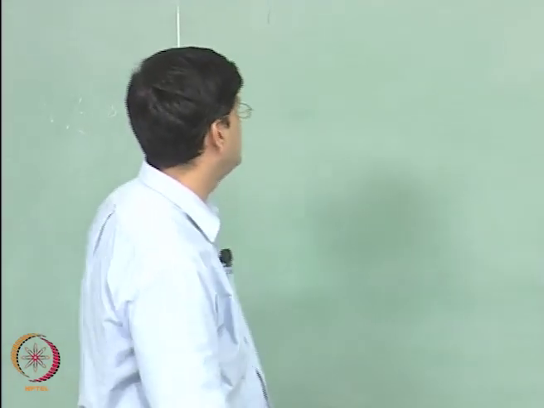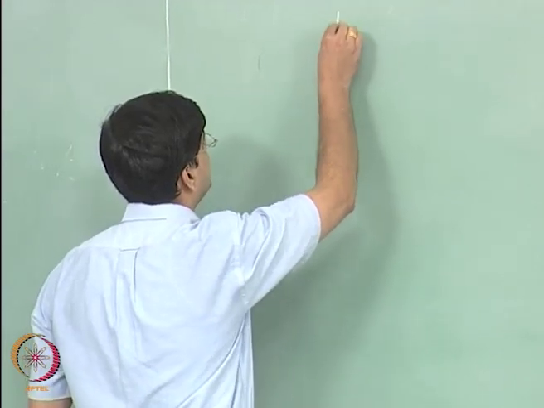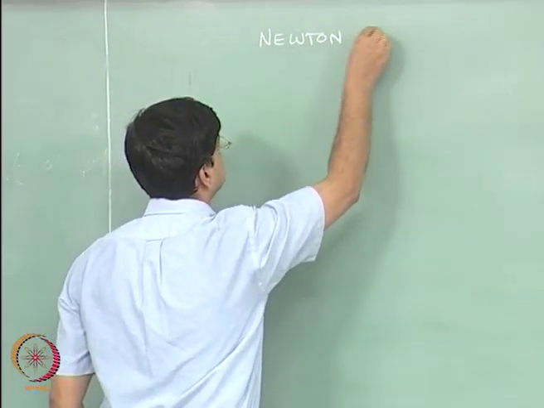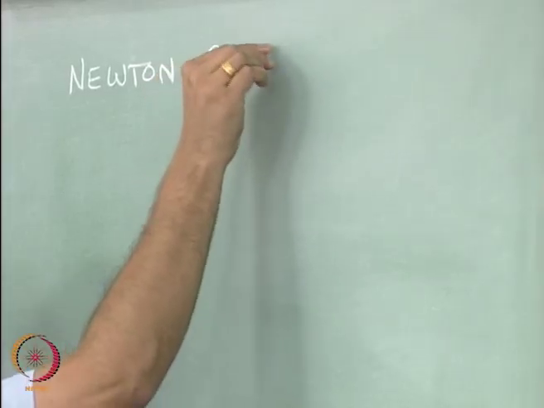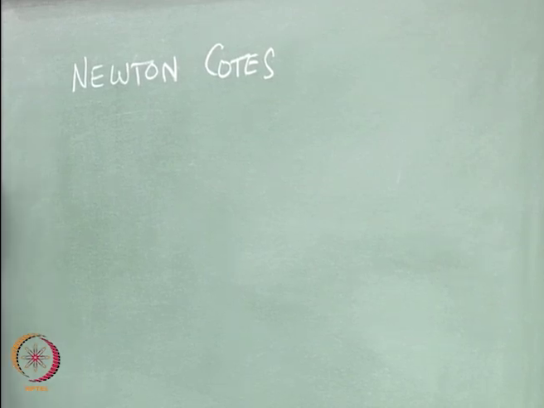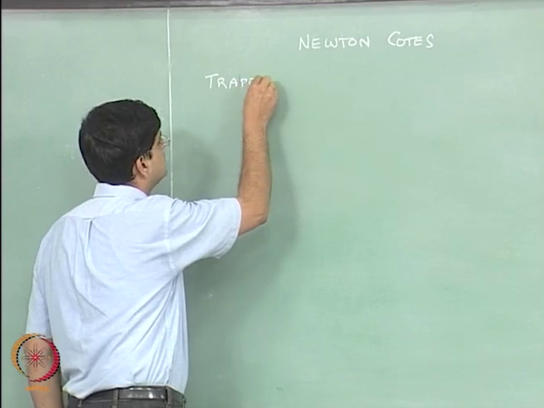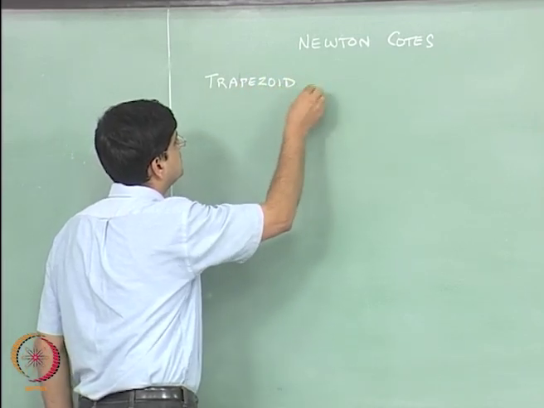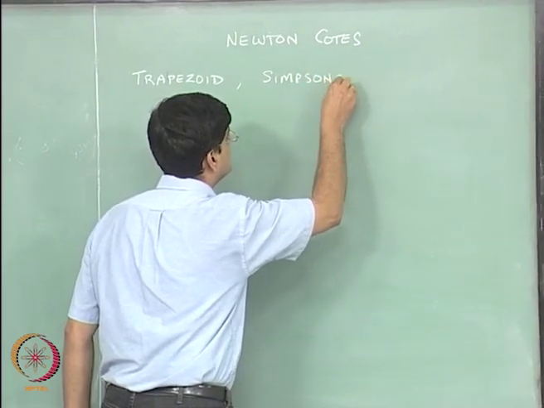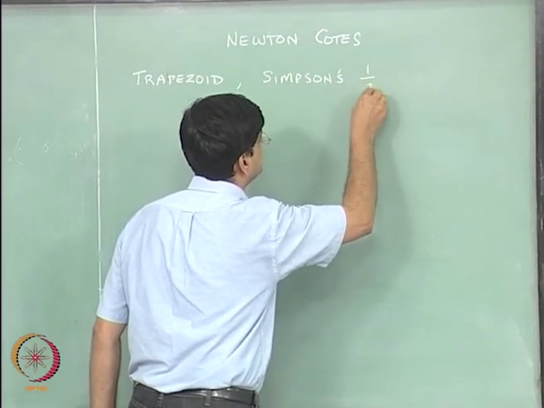These integration formulae were classified as Newton-Cotes integration methods, and the examples of Newton-Cotes integration formulae, the first one was the trapezoidal method, Simpson's 1/3 rule, and Simpson's 3/8 rule.